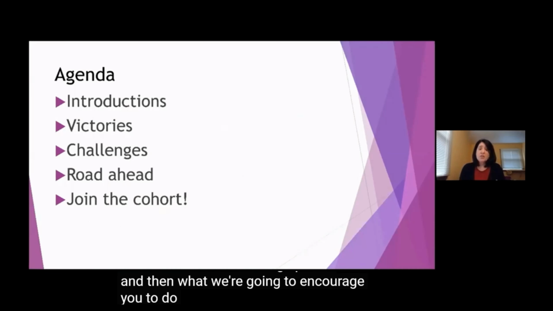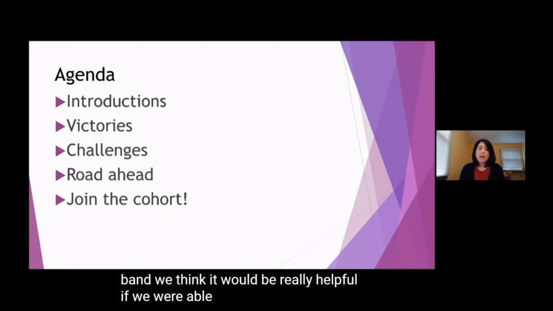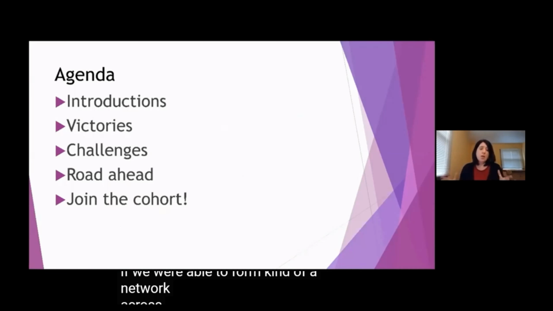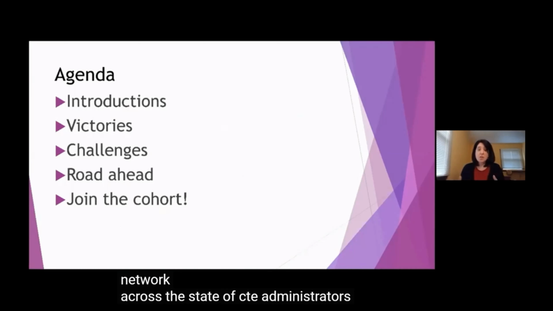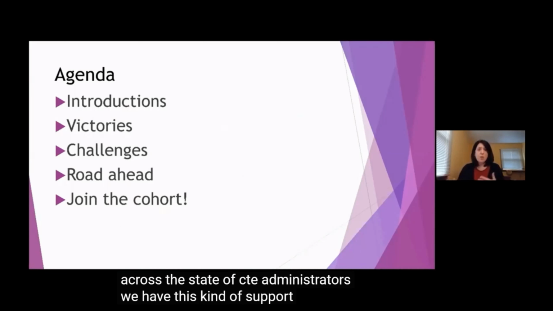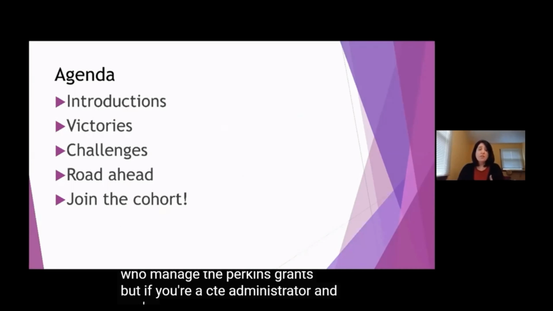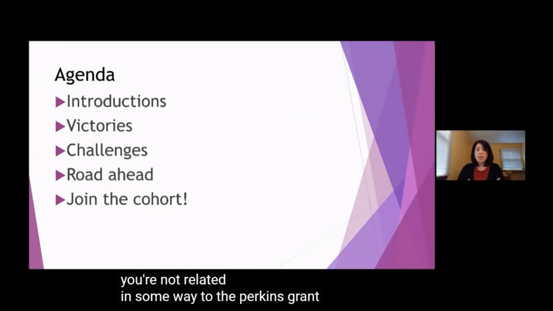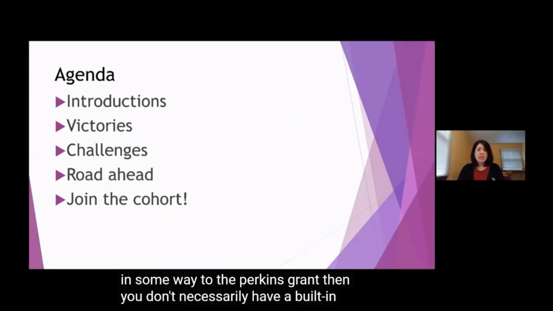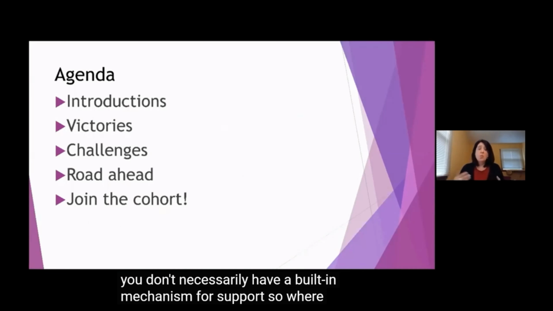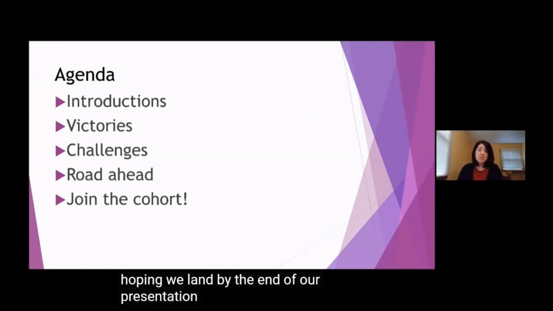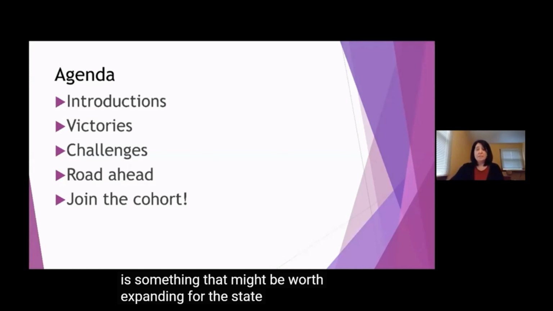And then what we're going to encourage you to do is to join our merry little band. We think it would be really helpful if we were able to form a network across the state of CTE administrators. We have this kind of support for folks who manage the Perkins grants, but if you're a CTE administrator and you're not related in some way to the Perkins grant, then you don't necessarily have a built-in mechanism for support. So where we're hoping we land by the end of our presentation is that we've convinced you that the fellowship that we have with each other is something that might be worth expanding for the state.